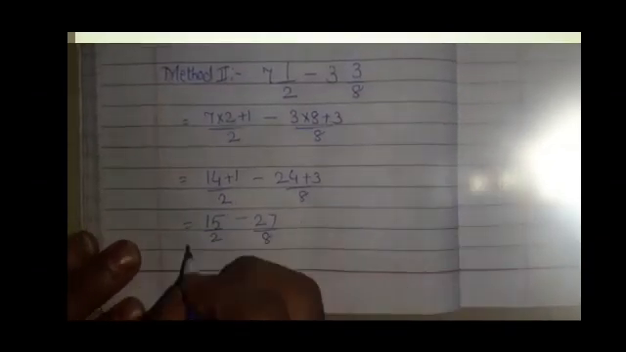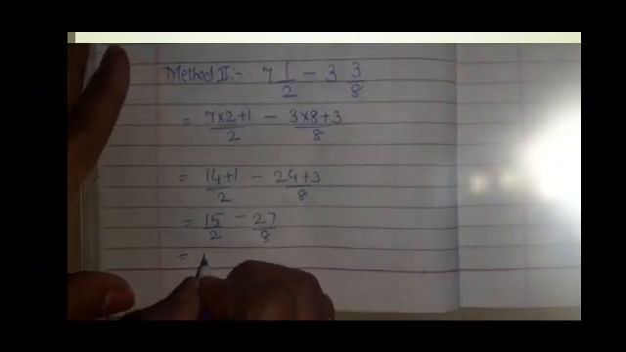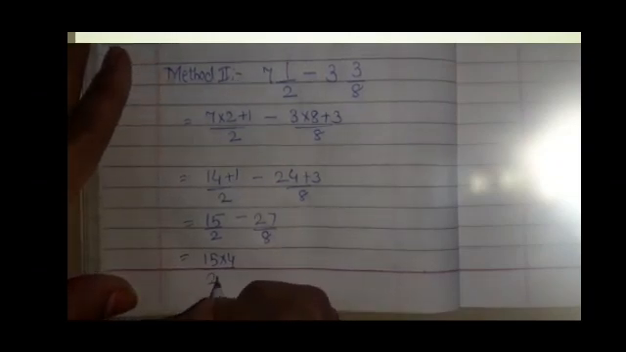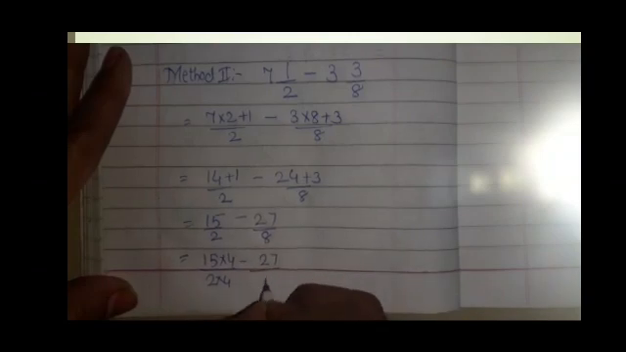So here denominators again we have to make same. Yeah, we will multiply by 4. 15 fours are 60 upon 8 minus 27 upon 8. So what you got the answer? 60 minus 27 upon 8 is equal to 33 upon 8. Now this again you have to convert into mixed fraction.